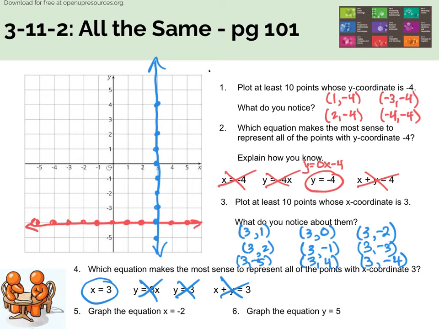So my green will be x equals -2. Remember, no matter what I do with y's, my x will always be -2. So here is my x equaling -2. And we'll do yellow for y equals 5. That means no matter what all my x's are, my y will always be 5. So up here, my y's are always 5. Go ahead and correct yourself on there and write down any notes that you need to know.